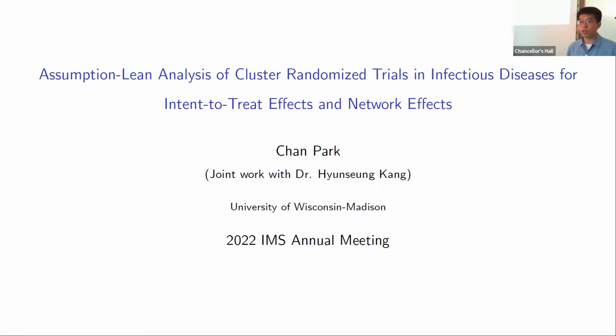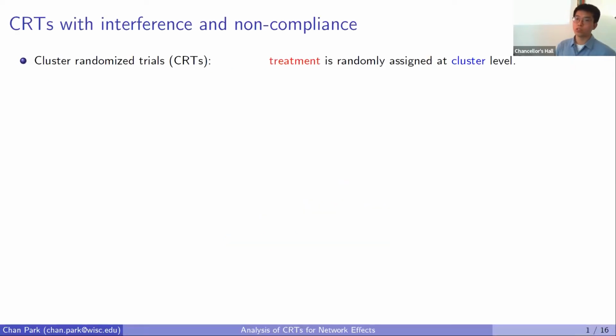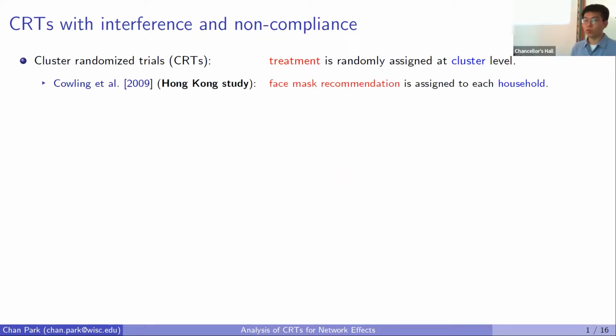As written in the title, I'm going to discuss cluster randomized trials, which is a specific experiment where treatment is randomly assigned at cluster level. I'm going to give you two examples. The first experiment was conducted by Coying et al., which I will call the Hong Kong study. In this experiment, face mask recommendation is assigned to each household.